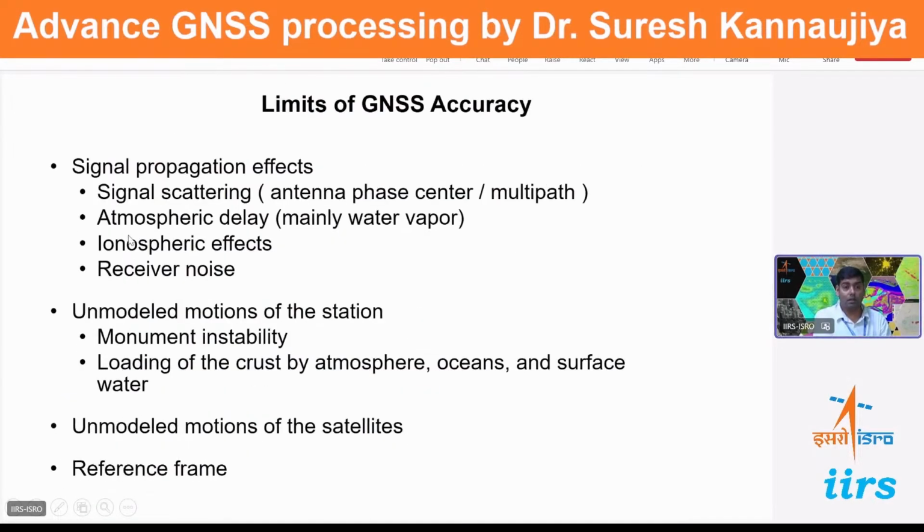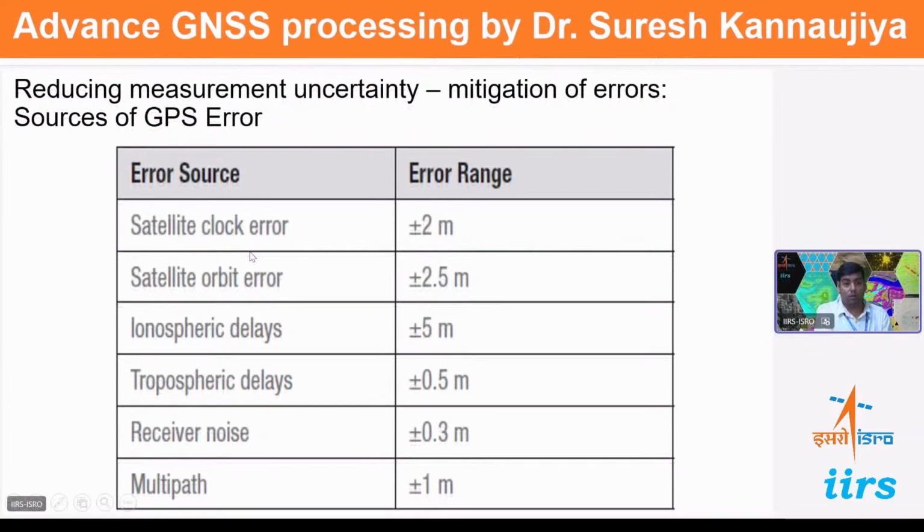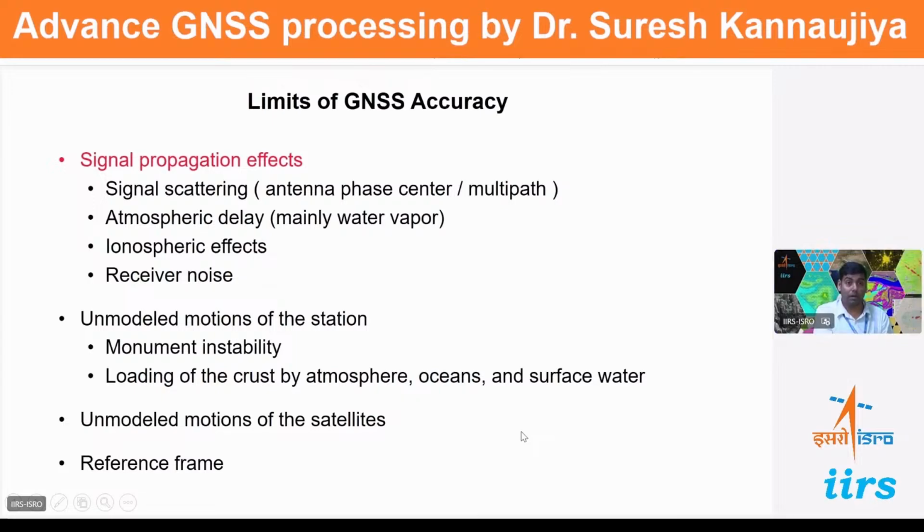These are some of the effects which limit GNSS accuracy. You can see here the different error ranges for different error sources. The maximum error is produced by ionospheric delay, but you cannot ignore the error budget. Once you apply all the error budget, you can have millimeter accuracy from your data. I will very quickly describe the limits of GNSS accuracy because I'm running out of time.